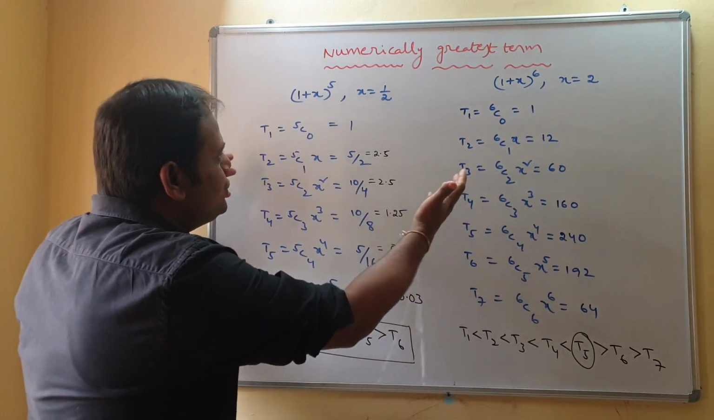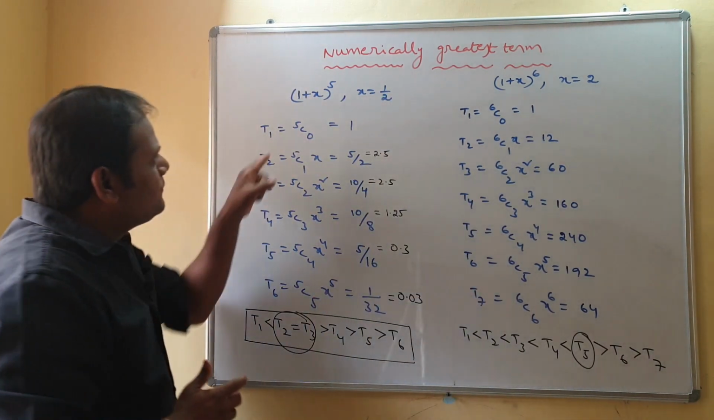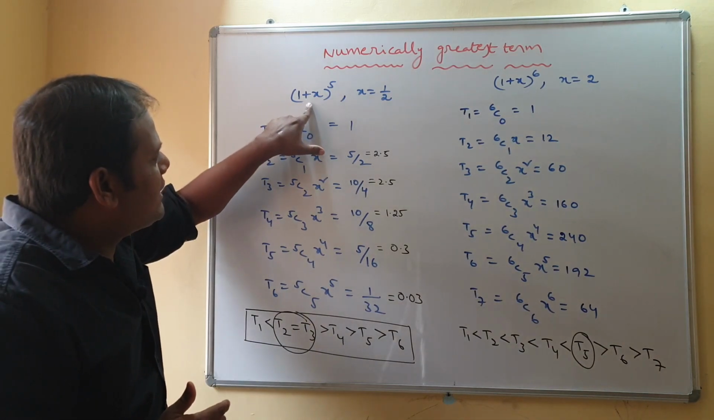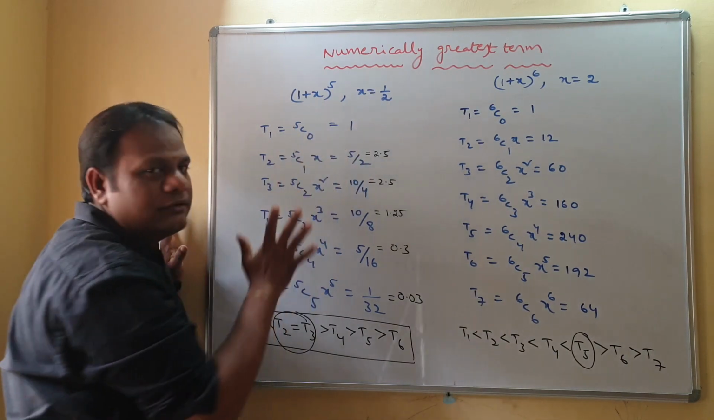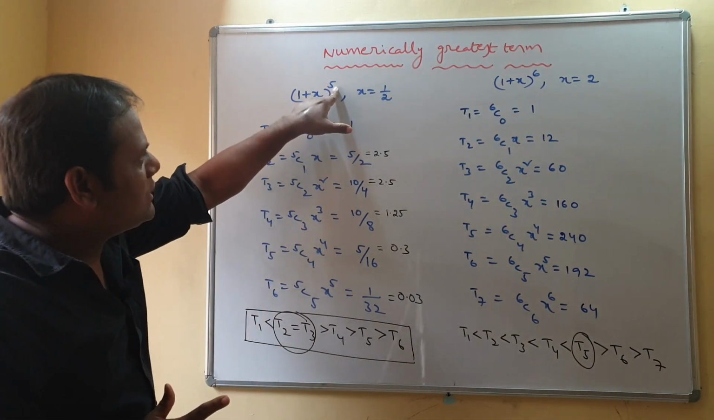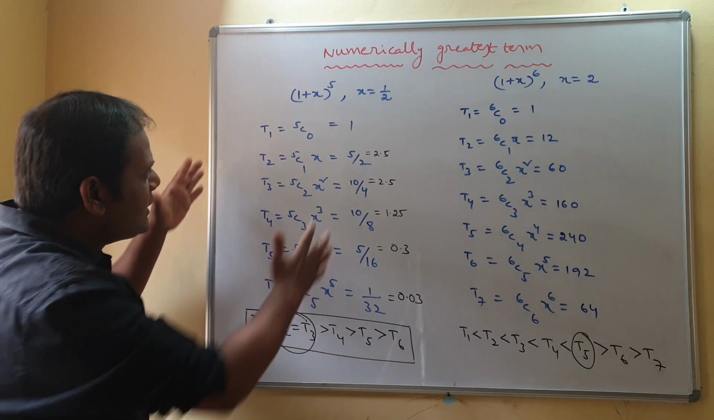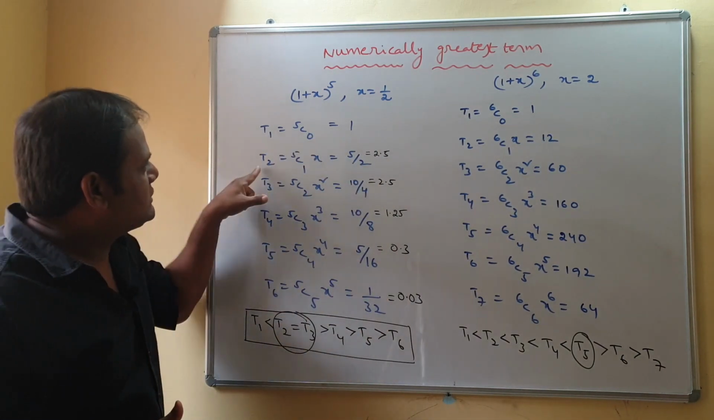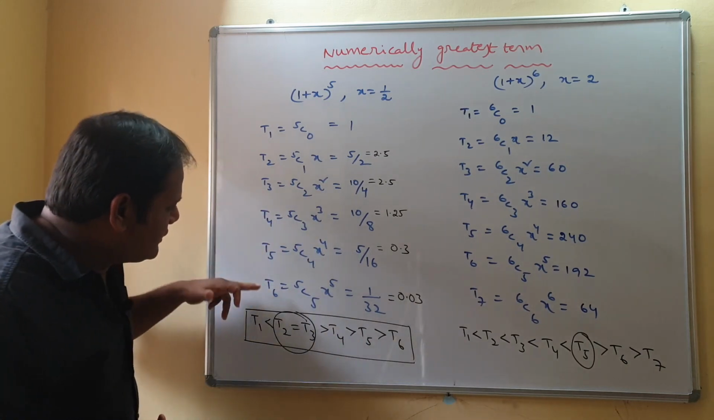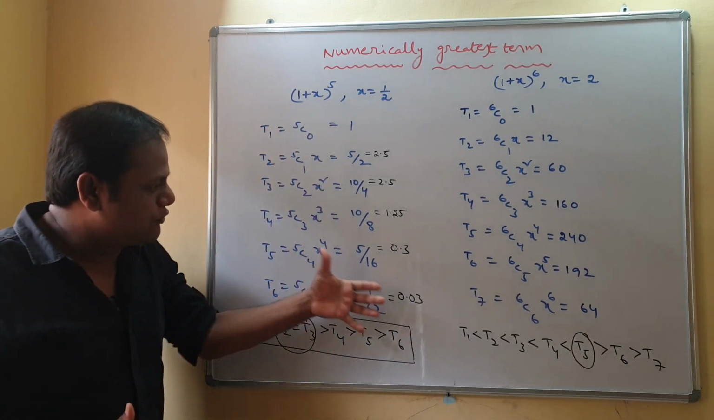Look at these two examples. I have taken one binomial expansion, (1 + x)^5, when x = 1/2. So the power is 5, and you know that we get 6 terms. Here I wrote all the 6 terms. Once you observe, the first term is 1, the second term, the third term, like that till the 6th term I found.